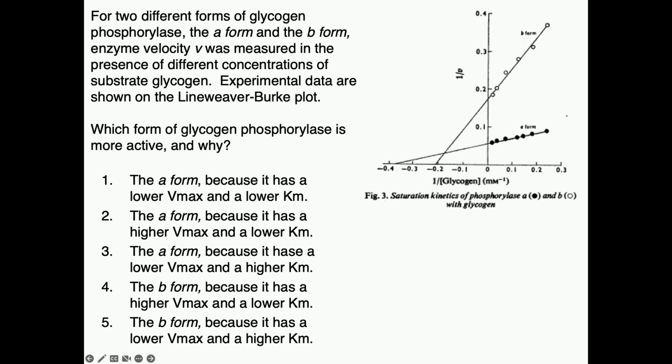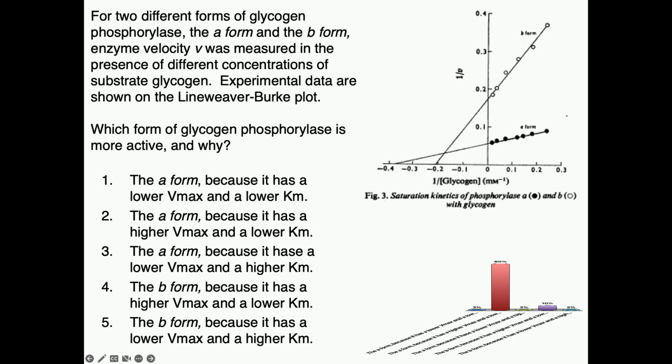I'm still a little cross-eyed here. Okay, so the A form has a higher Vmax, right? So it's got a lower 1 over Vmax, so that means it's got a higher Vmax, right? And it has a lower Km. Km is the substrate concentration, so it's more active at lower substrate concentrations because the 1 over negative Km is higher. Does that make sense? Now, this doesn't fit the neat definitions of competitive or non-competitive inhibitors, right? So we're looking at something different here.